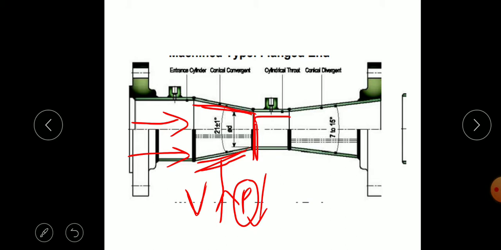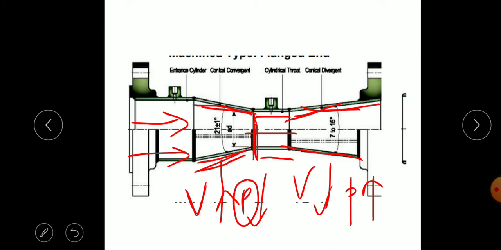Along the throat section, the cross section is the same, so the flow will be uniform. As the flow starts along the diverging section, the diameter goes on increasing, so velocity will be reduced. Velocity is reduced and pressure is increased along this diverging part.